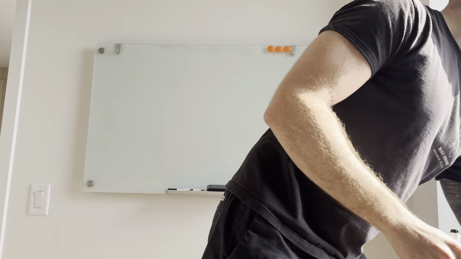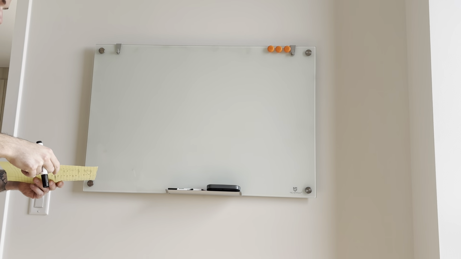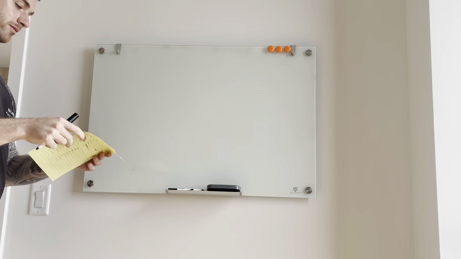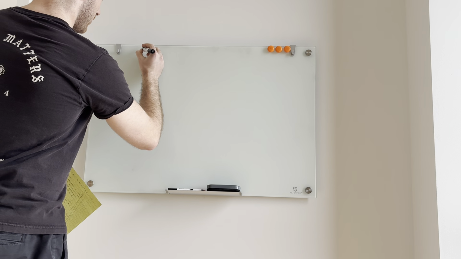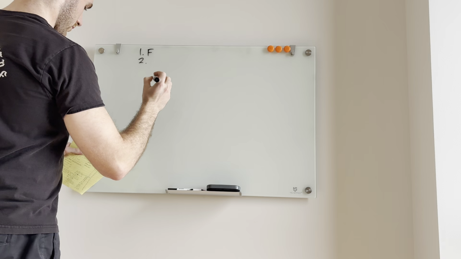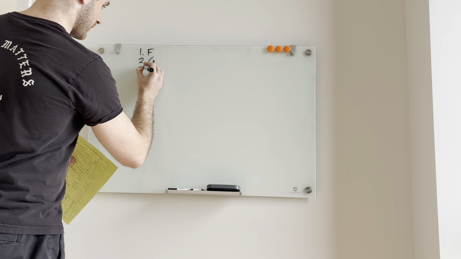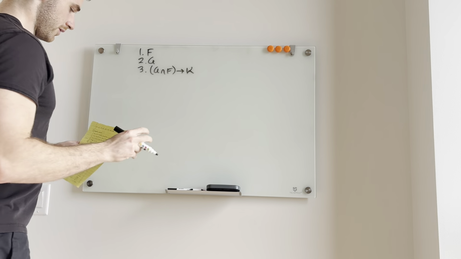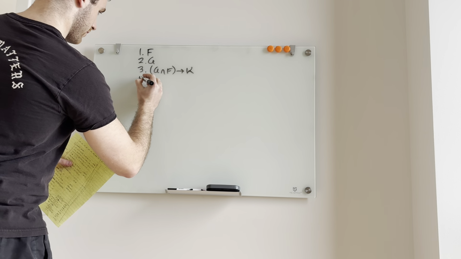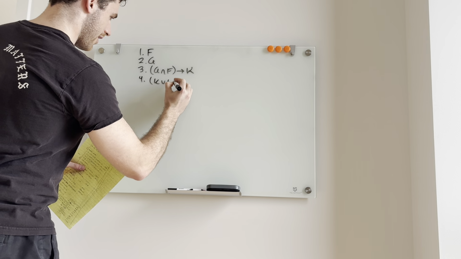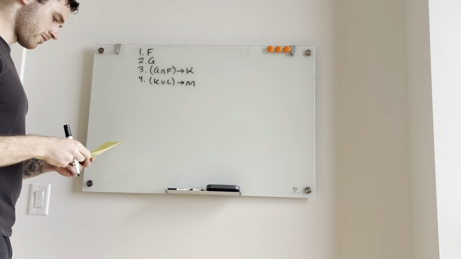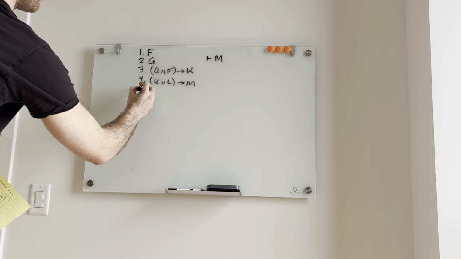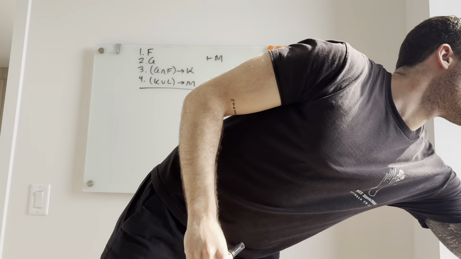All right. Now we're going to try another one. Okay, so for this one, we're going to have F, and we're going to have G, and we're going to have G and F implies K, and we're going to have K or L implies M, and then we want to prove M.